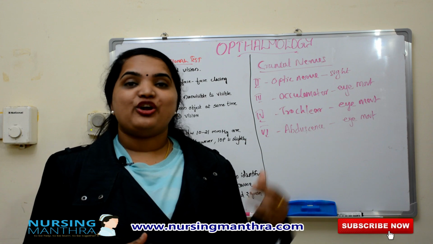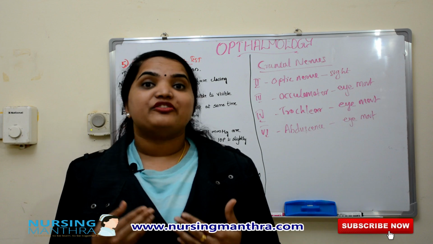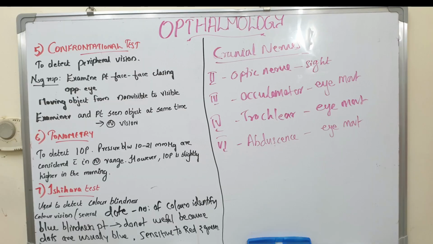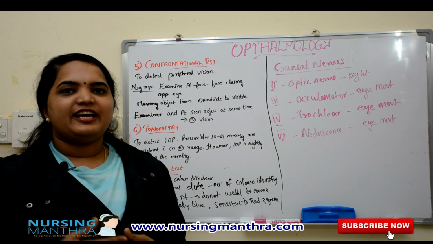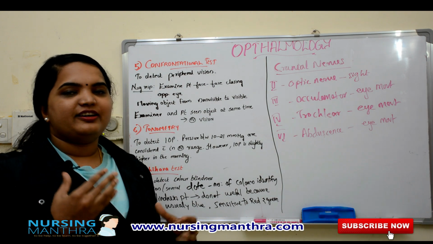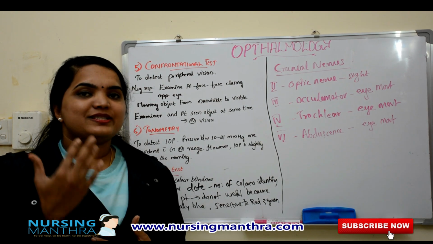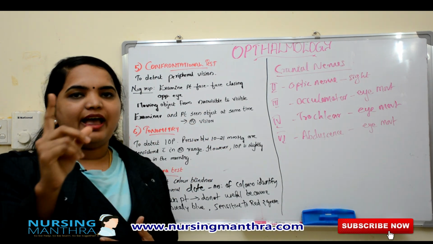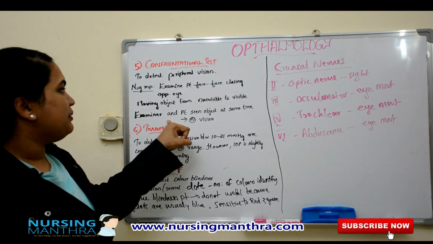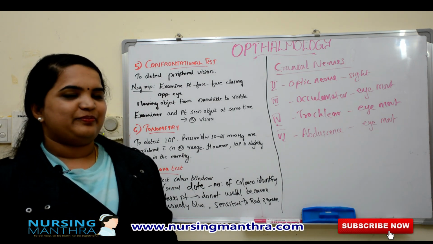So now, the continuation of our diagnostic tests, the next diagnostic test is the confrontational test. The confrontational test means to detect the peripheral vision. So the nursing responsibility: the examiner and the patient sit opposite, face to face, closing one eye, and the examiner moves an object or the hand. If the examiner and the patient see the object at the same time, it means it is a normal vision.